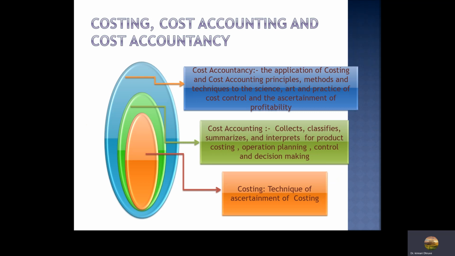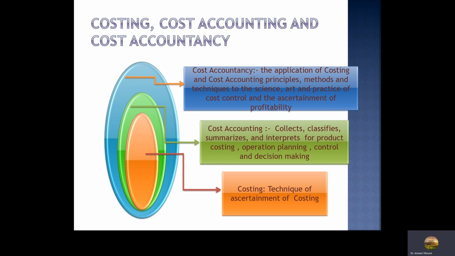Now, what do you mean by costing, cost accounting, and cost accountancy? First of all, we will study costing. Costing is the base of the cost accounting system or cost accountancy. In simple words, costing is a technique of ascertainment of cost. Ascertainment is the determination of cost, that is, what should be the price of a single product in a particular market. The technique through which the cost is determined for a product is known as costing.